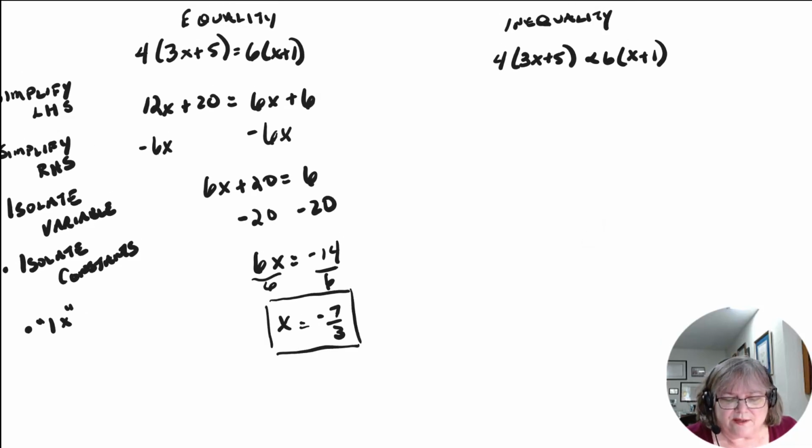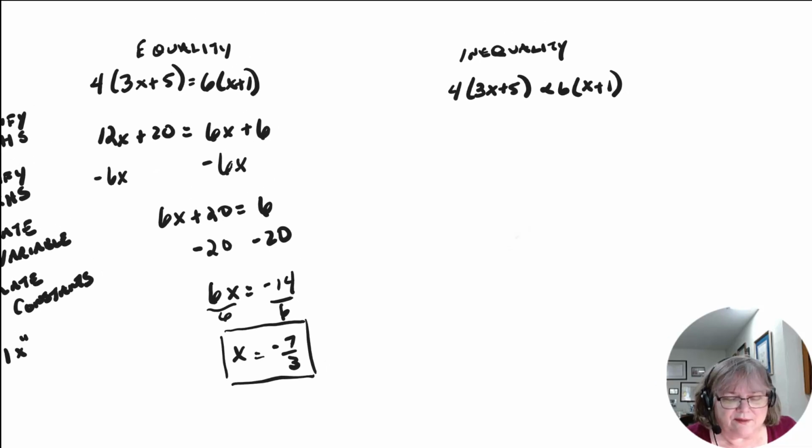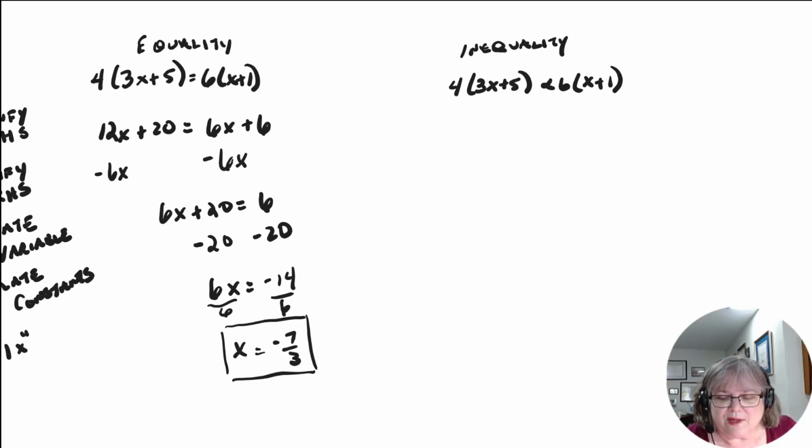And you can check these. You can put that back into x and see if that's correct. Let's see what happens over here. So you would do the same thing, and we're going to go a little faster since we just went through all the rules. So can't add 5 to 3x, can't add 1 to x, but I can multiply. So 4 times 3x is 12x. 4 times 5 is 20. It's less than 6 times x, which is 6x. 6 times 1 is 6.